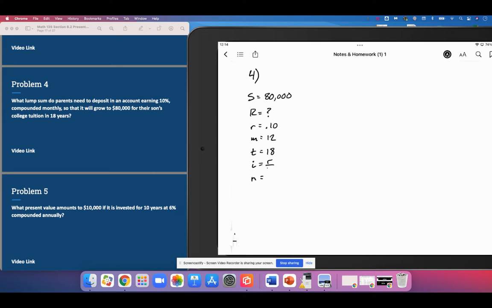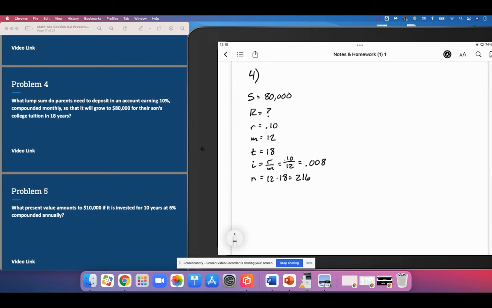I is R over M, which is going to be 0.10 over 12. And N is MT, so 12 times 18. And so on my calculator, I'm going to run those two numbers really quick. 12 times 18 is 216. That's the total number of compounding periods. And 0.10 divided by 12 gives me a repeating decimal.